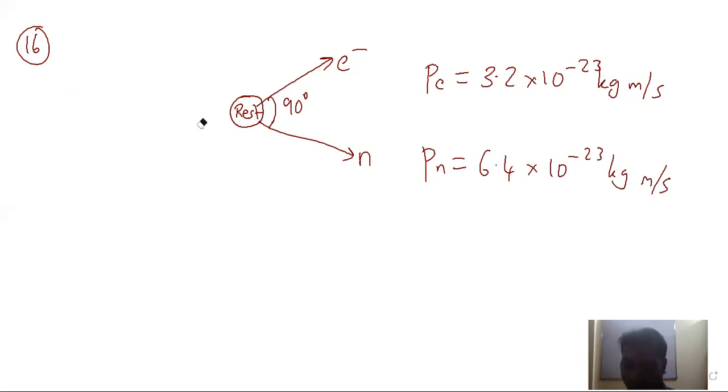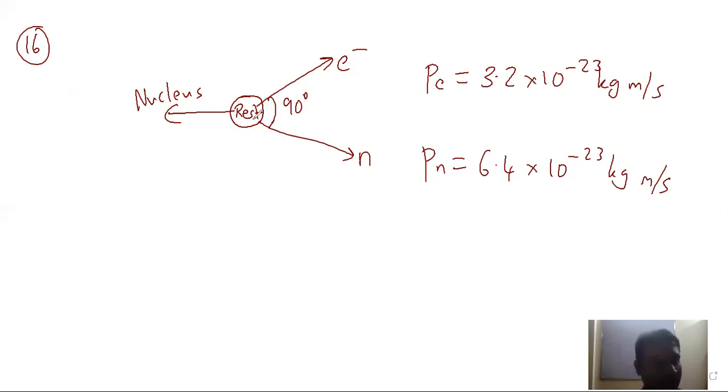The direction of the recoiling nucleus with respect to that of the electron motion is asked. So the recoiling nucleus will have this direction. The nucleus will recoil in this direction. So this is the direction of recoiling of the nucleus, and we have to find the angle in this case. Let us try to solve this question.